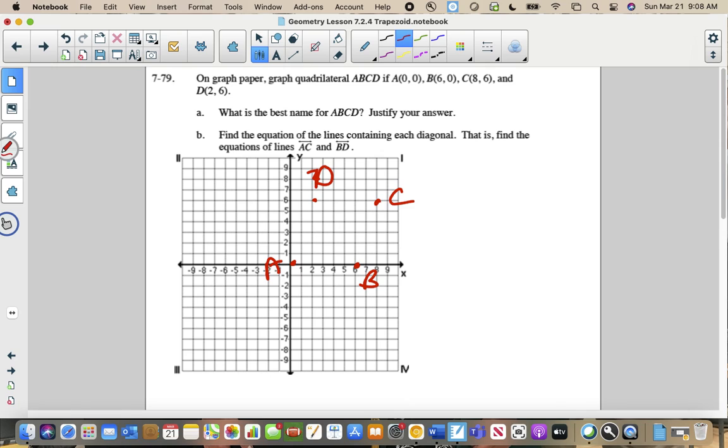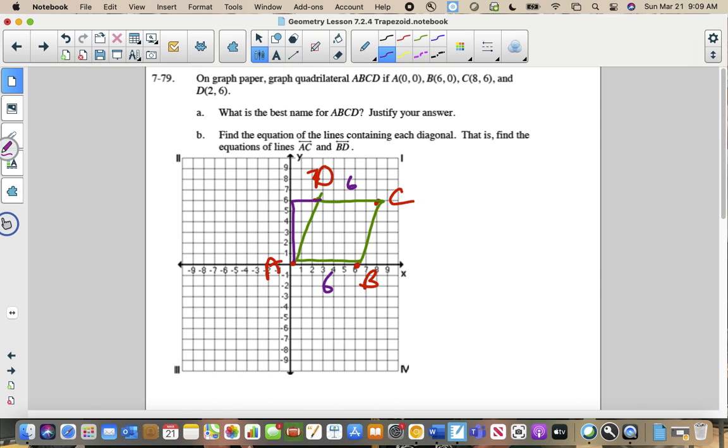Let's call that D. So here is your shape. Now you can find the lengths. These are pretty easy to find. These are 6 and 6. Here you have to use the Pythagorean theorem to find those lengths.